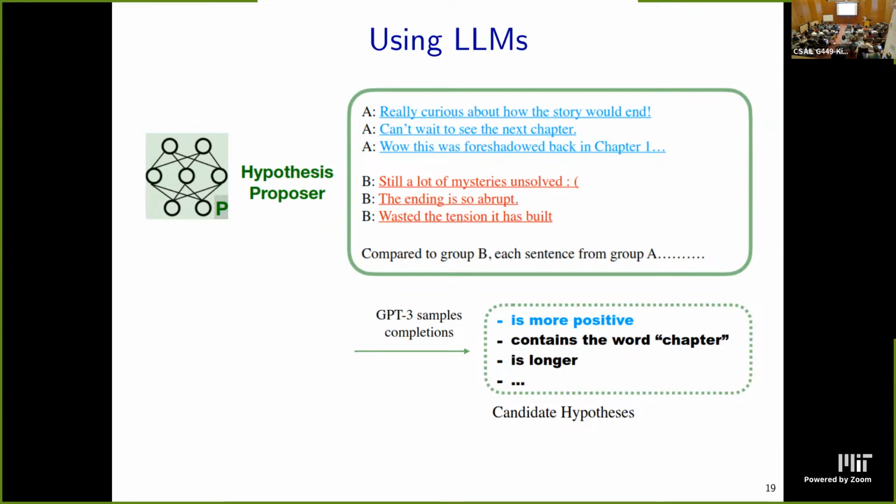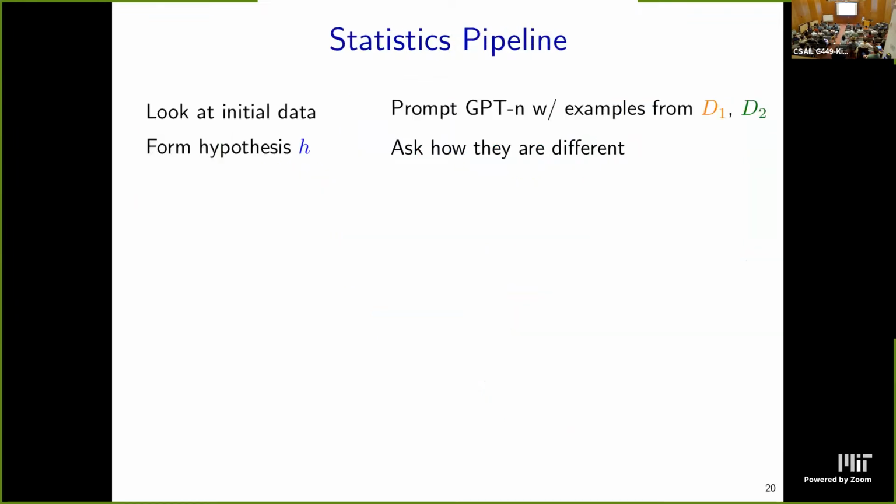So then we get this somewhat long list, maybe a couple dozen candidate hypotheses. And in this case, many of them won't be correct, so we do need a way to filter them out. Again, we fairly straightforwardly did the first two stages of the statistics pipeline. The data was already there for us, so we didn't even have to do anything for that. And then we just prompted GPT-4 to ask how they're different.